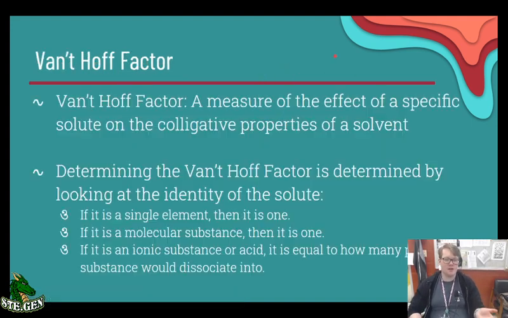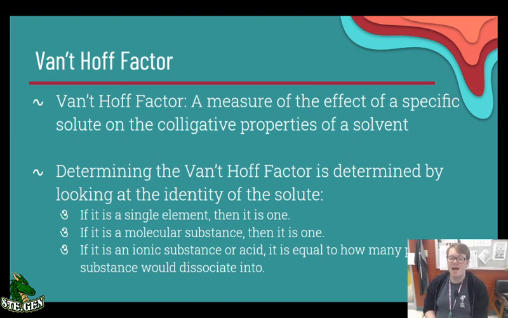Now, I've talked about that a whole bunch now. So what is the Van 't Hoff factor? It is a measure of the effect of a specific solute on the colligative properties of a solvent. It's determined by really just looking at the type of solute that you're using. If you're dissolving a single element, like calcium or lithium or manganese or nitrogen, just a single element, then the Van 't Hoff factor is 1. If it is a molecular substance, then it is also 1 because molecular substances will not split apart.